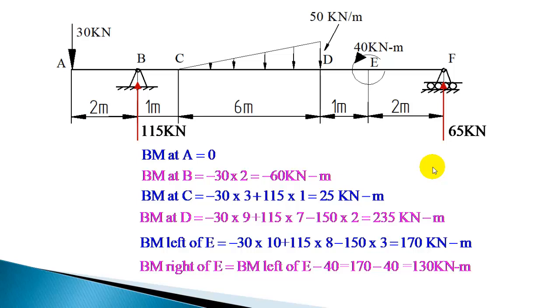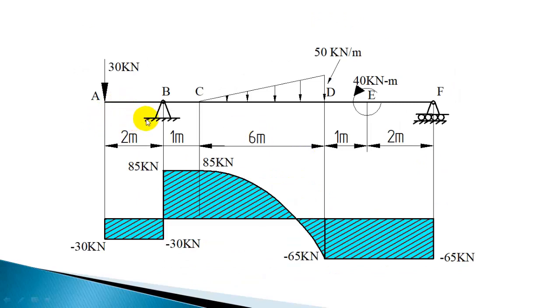Now let us draw the shear force diagram for the beam. We have seen that the shear force for the first section is minus 30, and for the second section is plus 85. For this UVL, it varies parabolically from 85 at right of C to minus 65 at left of D. So you have to show the parabolic variation from 85 to minus 65 in section CD.